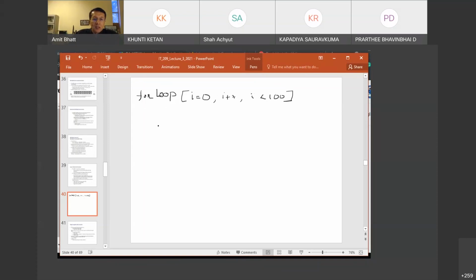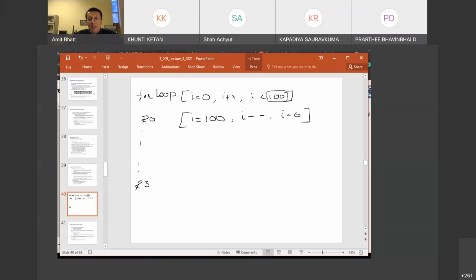Now, as someone suggested, actually you should start from, say, I equal to 100, and then stop, something like this. Now, what is the reason for this? The reason is, if you go like this, then you have to store the value 100 in one of the registers. So you have got R0 to R13. These are general purpose registers.